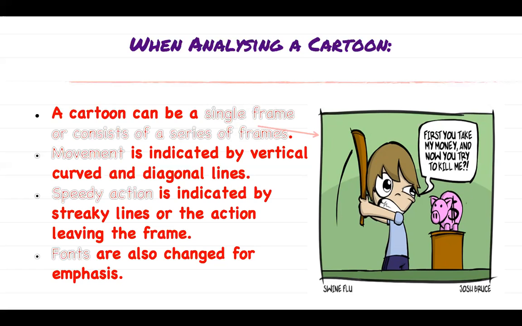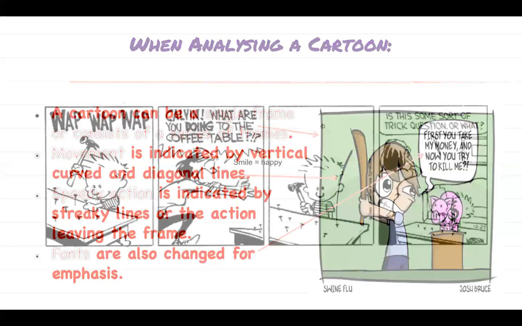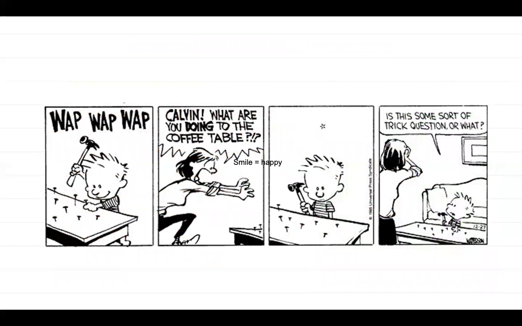There's the single frame. There are your diagonal lines. Can you see? Fonts are also changed for emphasis. Can you see again? There you go. All right, look at that cartoon there. Can you see? Smile means that a person is happy. Okay.